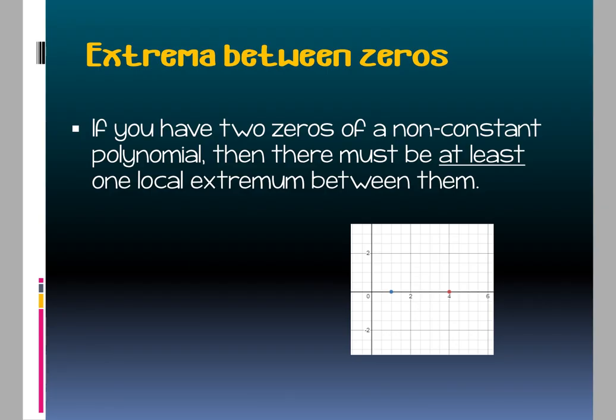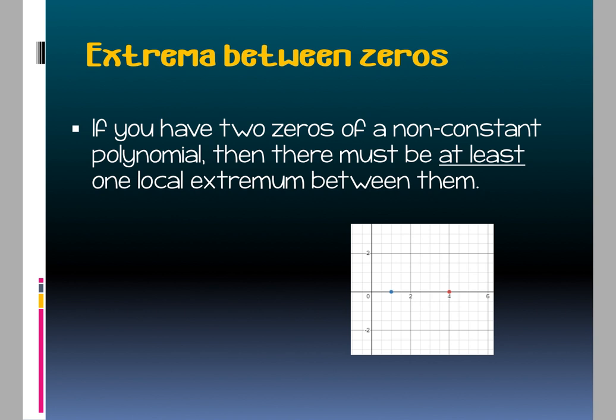All right, extrema between zeros. So the rule is if you have two zeros of a non-constant polynomial, so we're saying not a horizontal line, then there must be at least one local extremum between them, which means one local max or one local min. And this is why this is happening, okay?